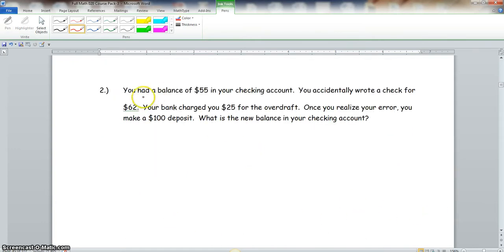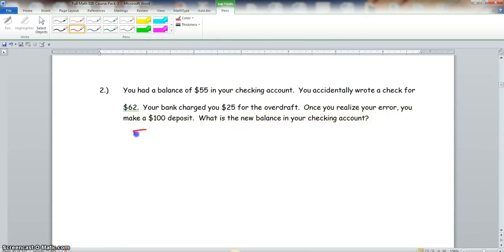Now problem number 2. It says you had a balance of $55 in your checking account. You accidentally wrote a check for $62. Your bank charged you $25 for the overdraft. Once you realize your error, you make a $100 deposit. What is the new balance in your checking account?